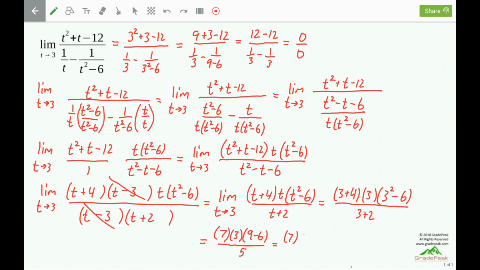In the numerator, we're going to have 7 times 3 times 9 minus 6, which is another 3, over a 5. 7 times 3 is 21, times another 3 is 63, and we're going to end up with a final answer of 63 over 5.